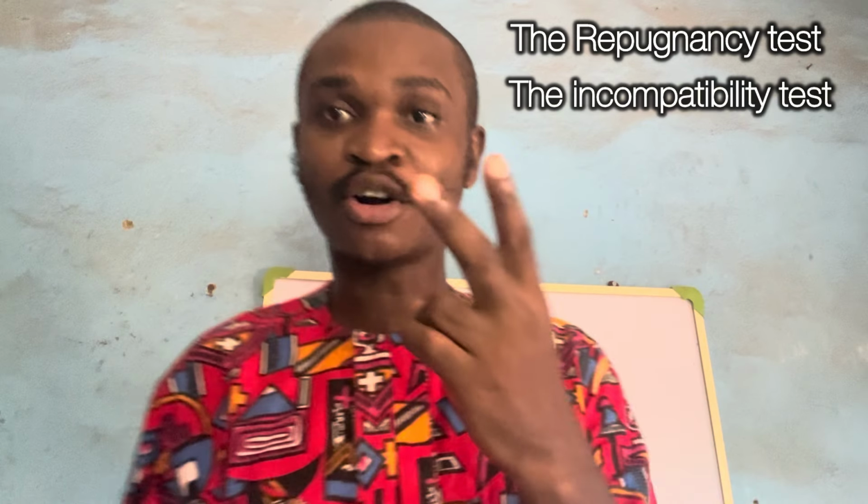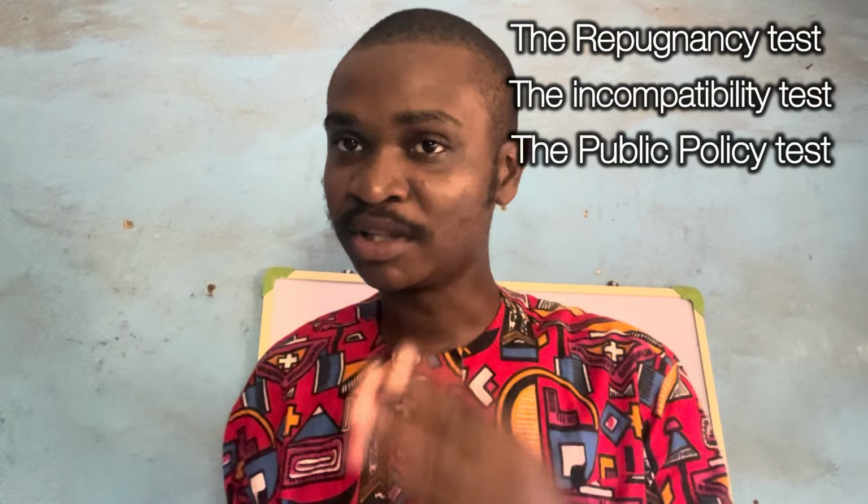Because there are many things that we might not agree with ordinarily, that the courts agree with, that the law will agree with. And there are still things that we agree with that the law will not agree with. So what are these validity tests? The validity tests are the repugnancy test, the incompatibility test, and the public policy test. After explaining these things, we will now look at the Ozoro festival and see if it passes these tests.